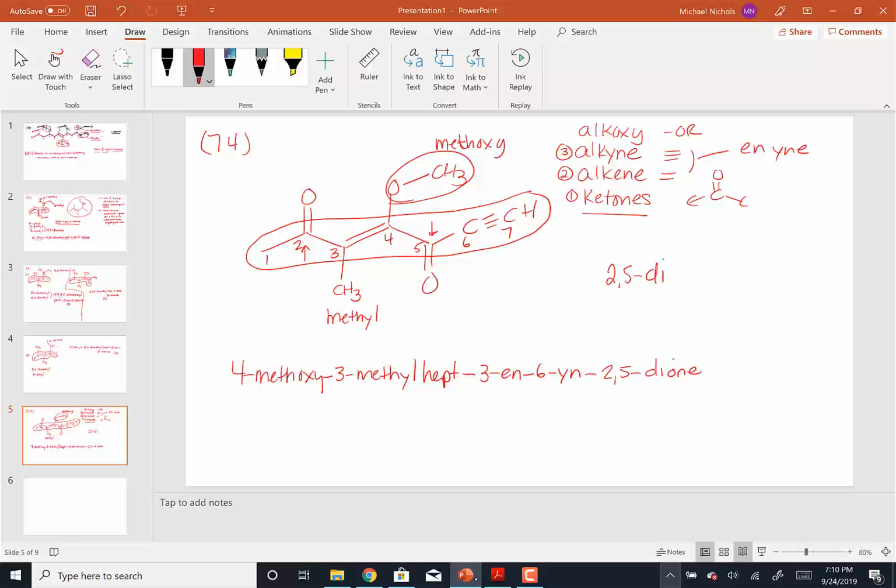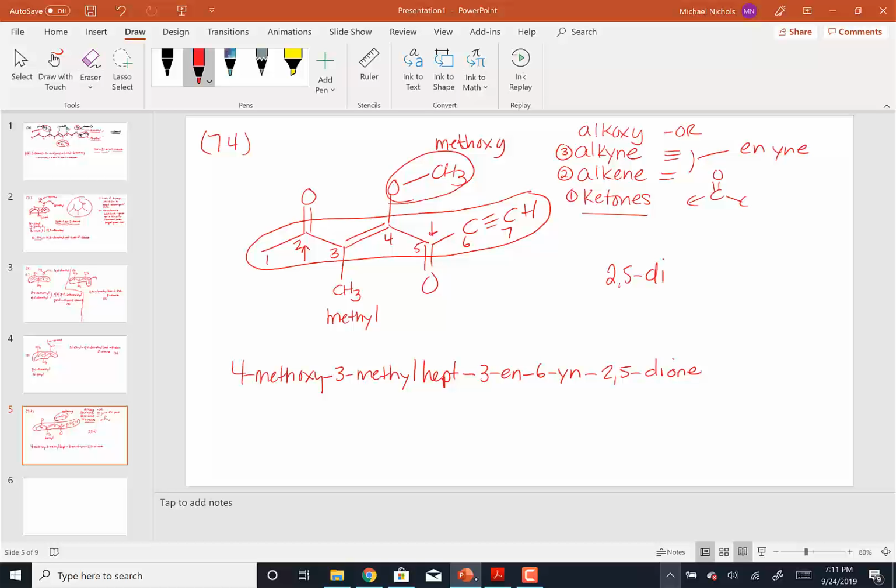Okay. And I may not have the sequence here of numbering, but let's see what we have from Top Hat. So I do have the ene, then the ine, then the dione. So this would be the name of that molecule. It would be 4-methoxy, 3-methyl, hept, 3-ene, 6-ine, 2,5-dione would be the correct name of that. And that basically is either C or D.